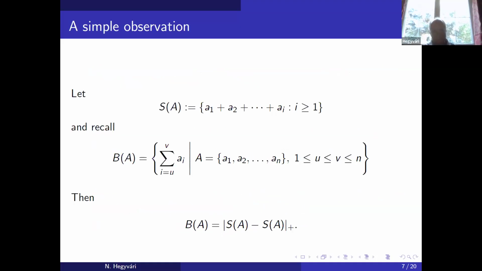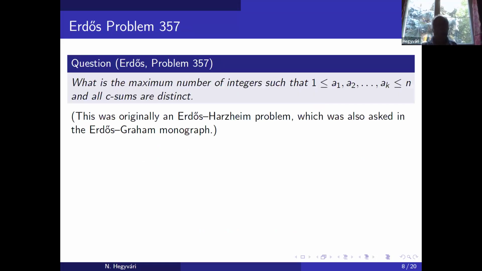Okay, what is the simple observation? Take S_A, this is a partial sum: A_1 plus A_2, and so on, A_1 plus ... plus A_i, where i is at least 1. And if I recall the definition of the consecutive sums, then a simple observation is that the set of consecutive sums is the same as the difference set of S_A, more precisely the positive part of this one. So it introduced the next question of Erdős.